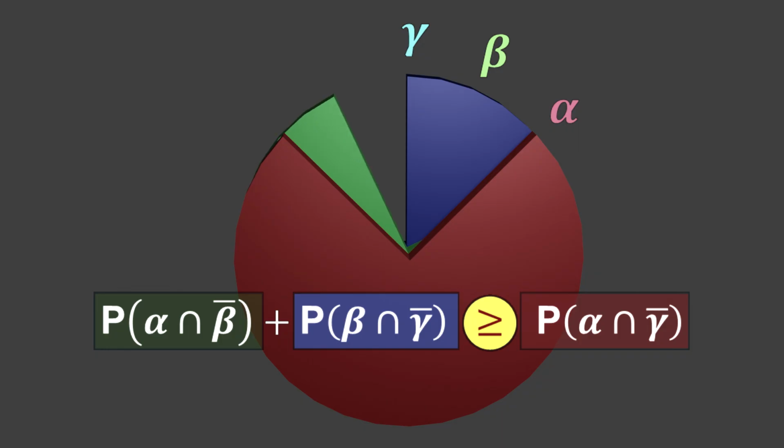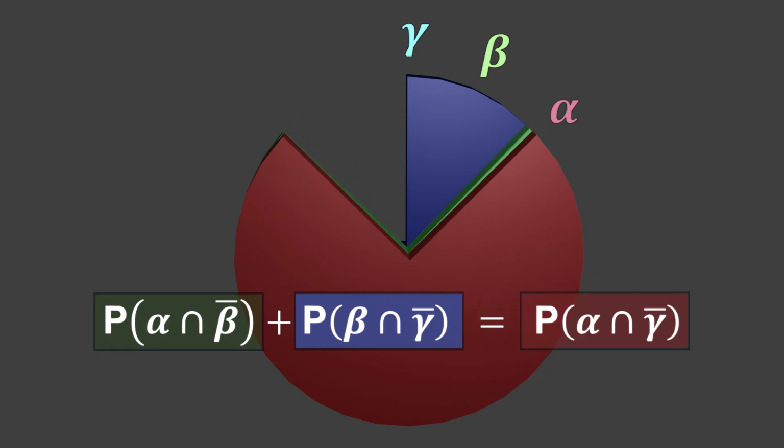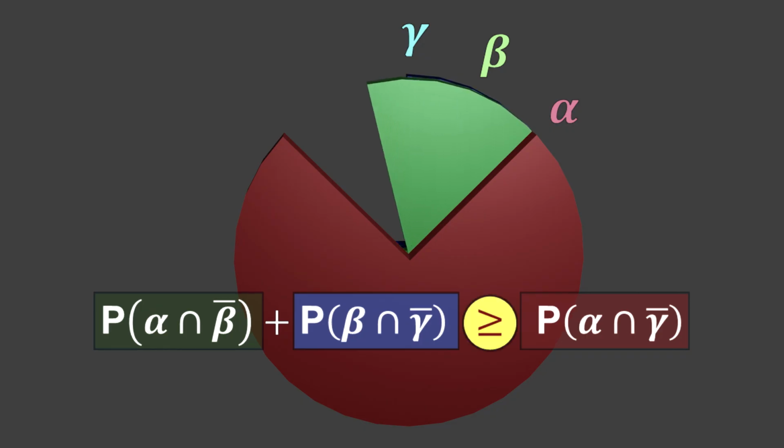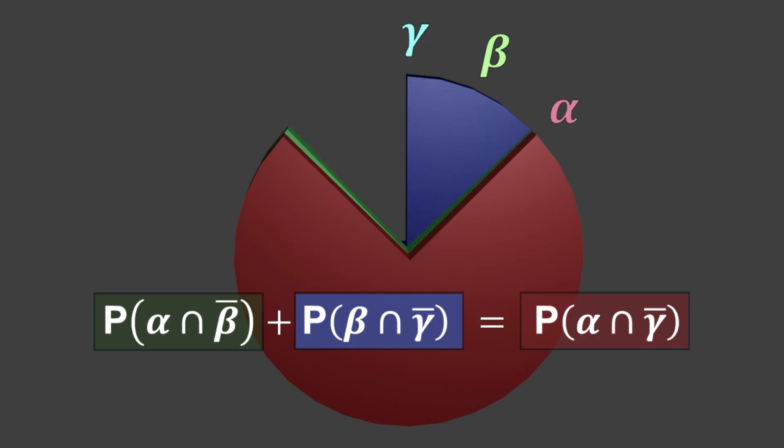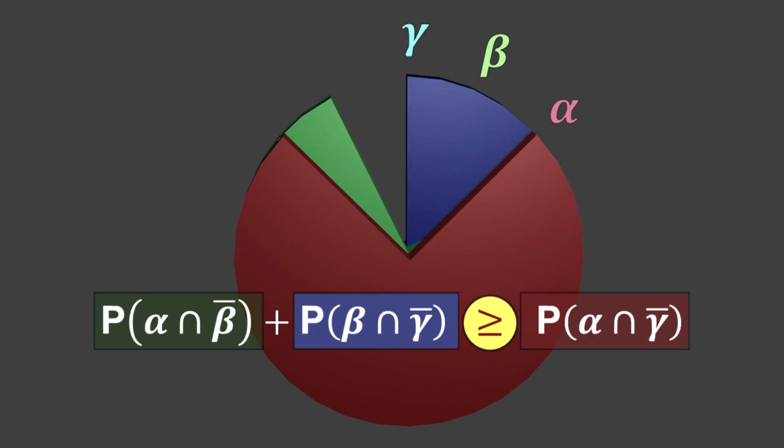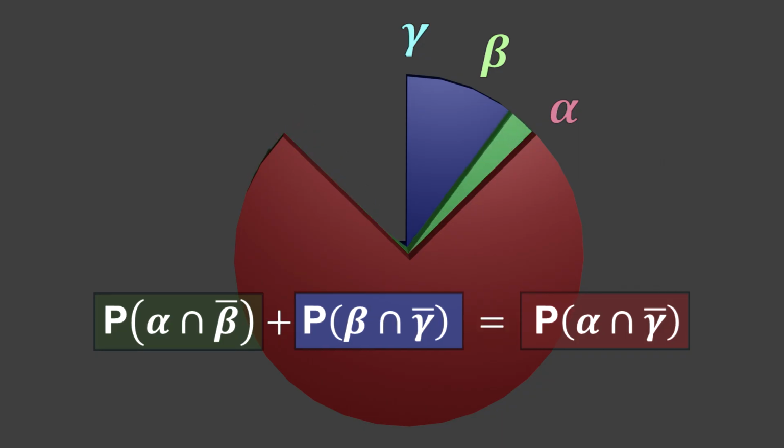In this classical physics model, if the angle of the beta blocker overtakes the angles of the alpha and gamma blockers, the sum of the probabilities on the left side becomes greater than the right side, and the equality sign changes to the inequality sign.